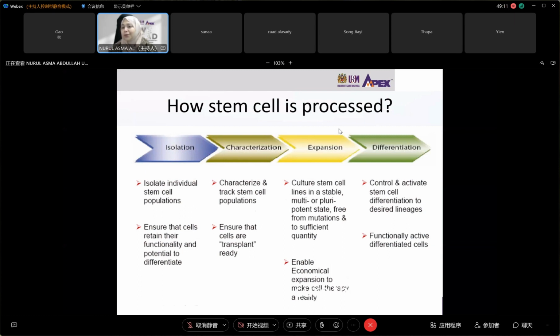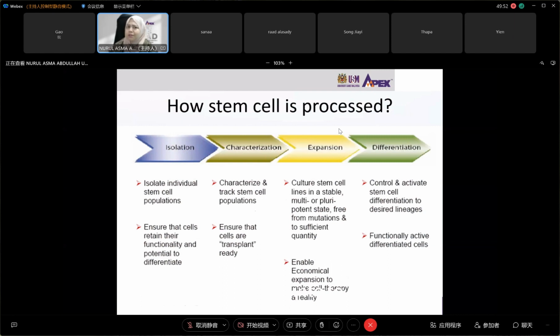So we have to make sure that we are using a minimal amount of treatments just to maintain the stem cell state. And the next one will be the differentiation. Depending on what type of tissue you would like to regenerate or repair, you have to control and activate the stem cell differentiation to the desired lineages. When we work on stem cells, we are working in a controlled environment.